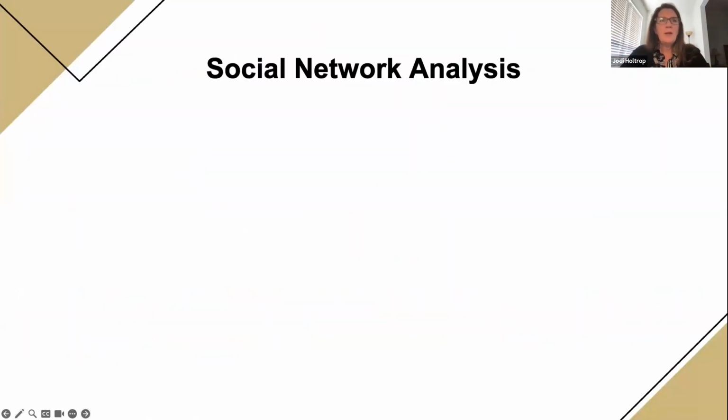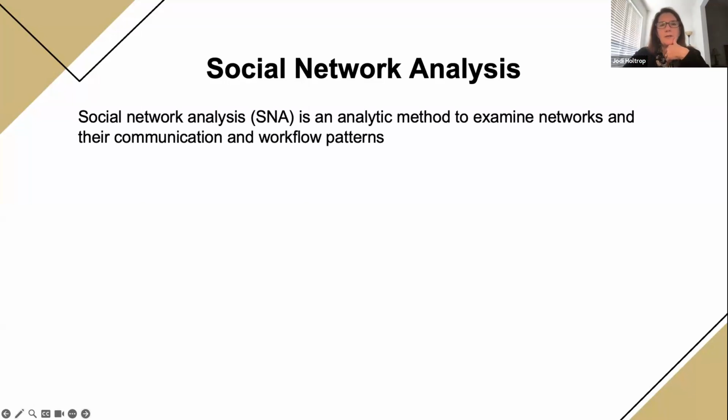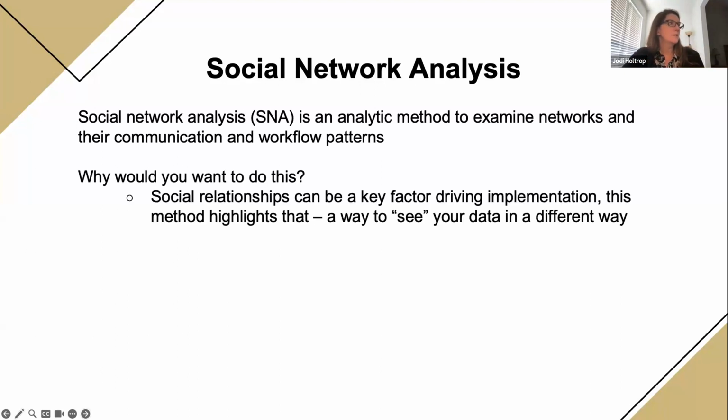One other example I want to give you, and that is social network analysis. This can be a qualitative method that involves quantizing. It can also be quantitative only. So actually the example I have is more quantitative only, but you can use qualitative information to convert it to quantitative and then analyze it from there. So it's an analytic method to examine networks and their communication and workflow patterns.